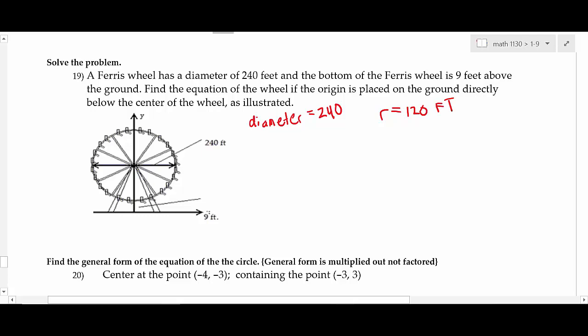The other thing you've got to find is the center. Once we figure out the center, we're in good shape. So let me ask you this question. What would be this distance from there to there?